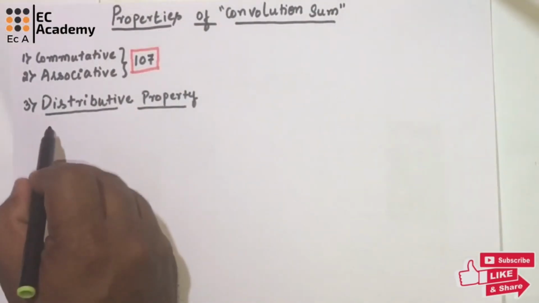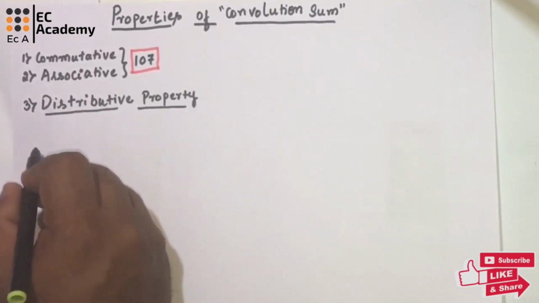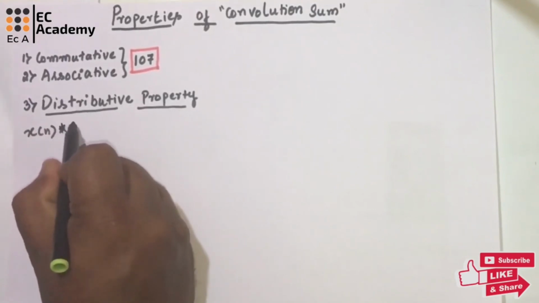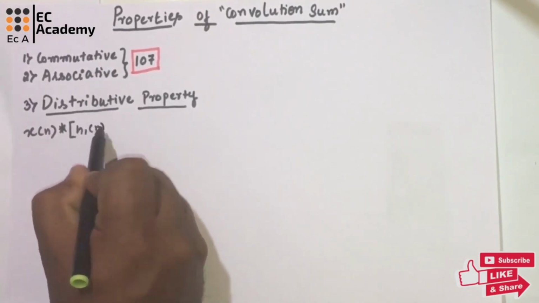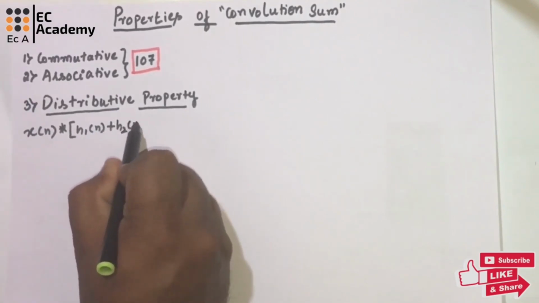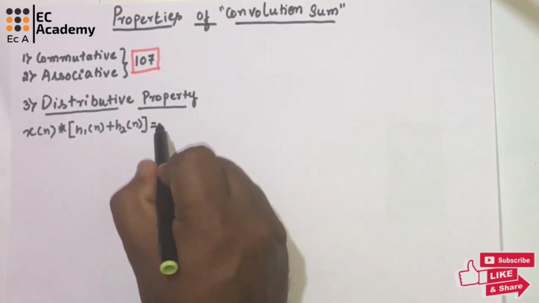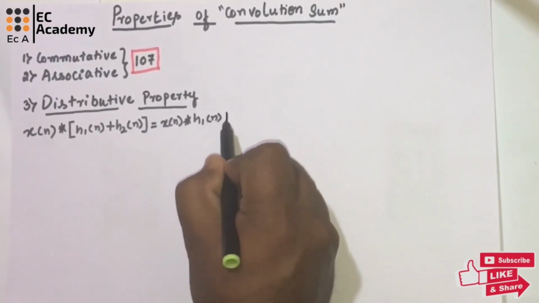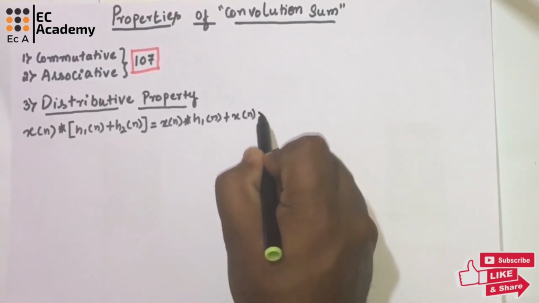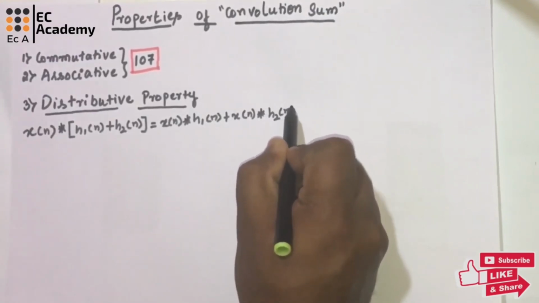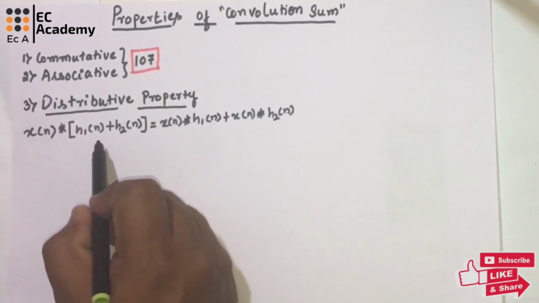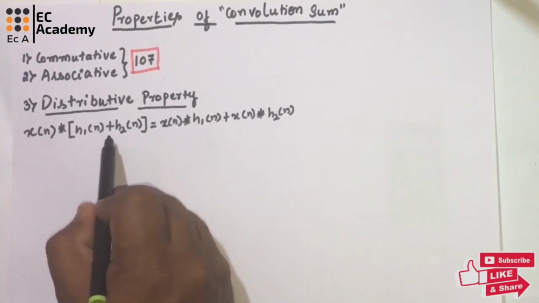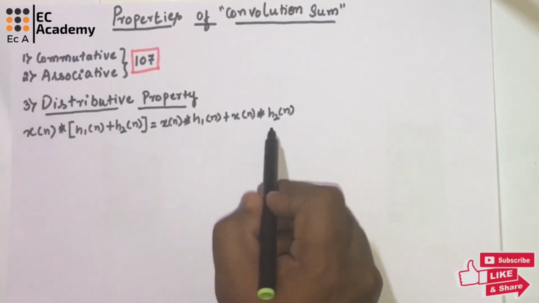The next property is the distributive property. The distributive property states that x of n convoluted with h1 of n plus h2 of n can be written as x of n convoluted with h1 of n plus x of n convoluted with h2 of n. So x of n convoluted with h1 of n plus h2 of n can be written as x of n convoluted with h1 of n plus x of n convoluted with h2 of n.